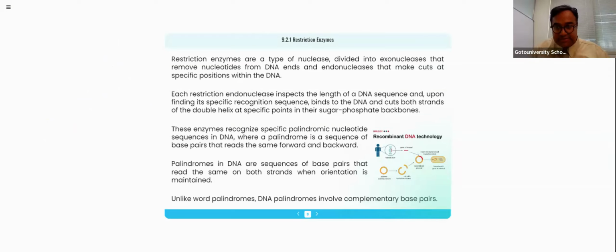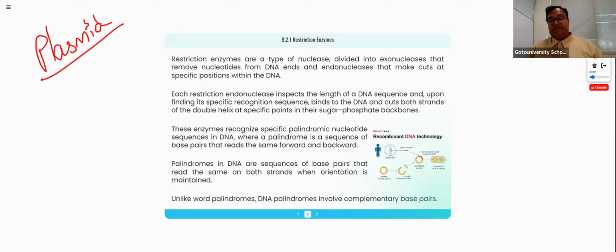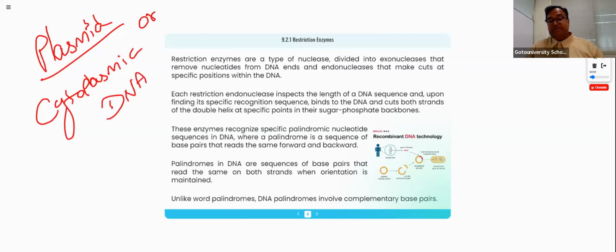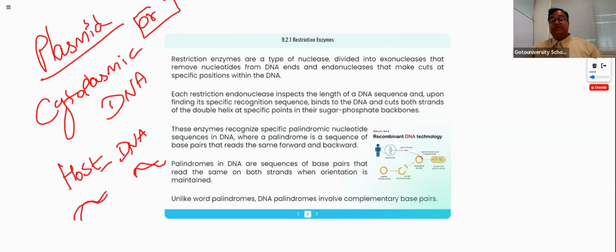Again, restriction enzyme breaks the restriction site present in the plasmid DNA, and plasmid DNA is nothing but cytoplasmic DNA. By using this, we are introducing the gene of our interest into the host DNA. Host DNA is nothing but the target cell DNA. Why am I repeating two or three times? Because for better incorporation of the message in your brain.